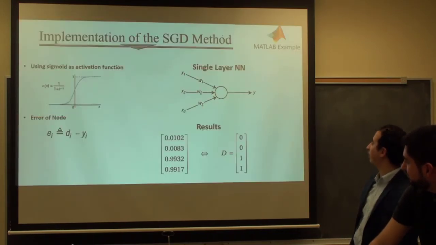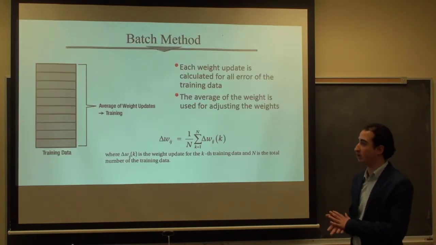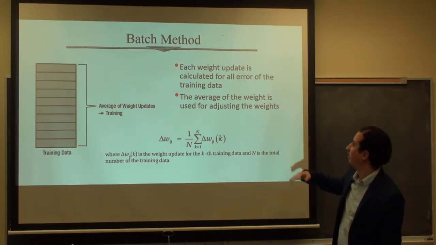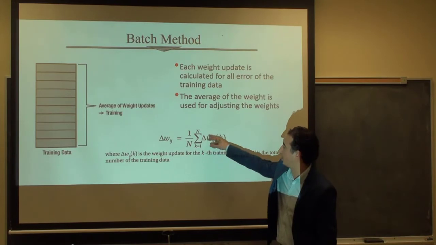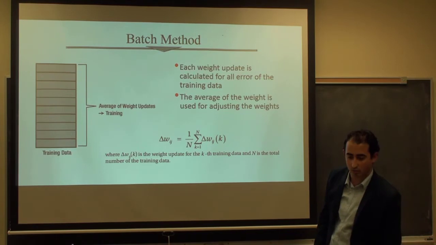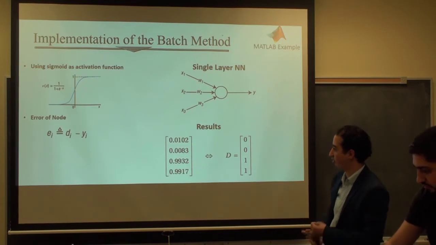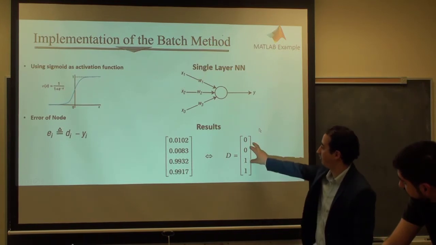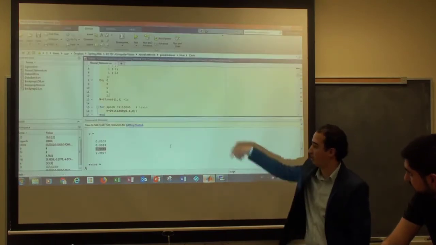Second thing, we're gonna go to the batch. The batch is different from the SGD. Instead of taking each one at a time, we take the whole data and adjust the weight. We take the average of the whole thing, and this is the function of the calculation. We took the sum of the average of the weight, and when we implement it in MATLAB, we're gonna use the same thing. We're using a sigmoid function, the same calculation of error, and we're still using the single layer. If we see the results, it's gonna be close. We have 0, 0, 1, 1, and we have the same thing.